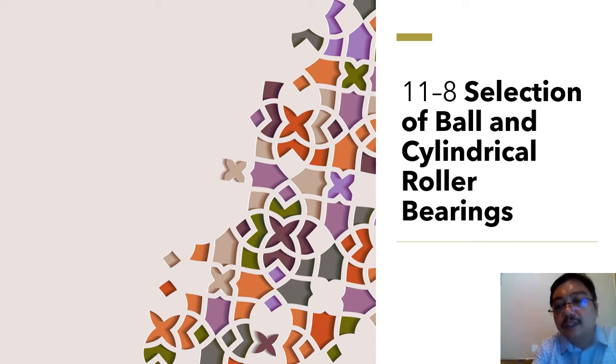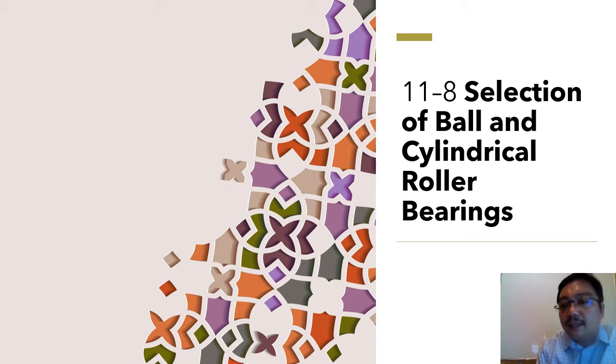In this video, we continue with chapter 11 on selection of ball and cylindrical roller bearings. This chapter is taken from the book Shigley's Mechanical Engineering Design, and the pictures in this video are taken randomly from Google Images and also from the book itself.